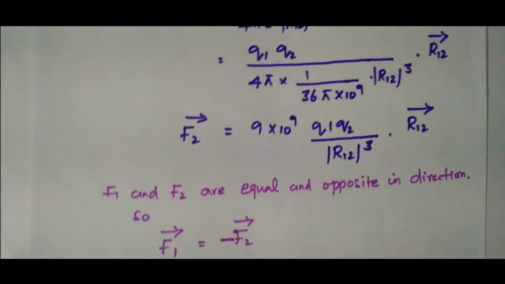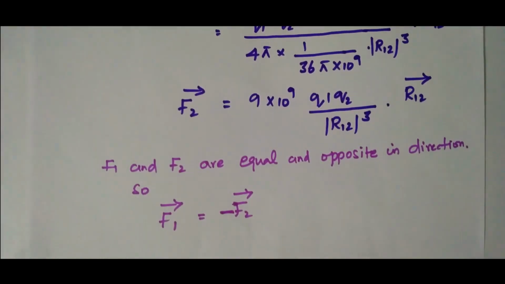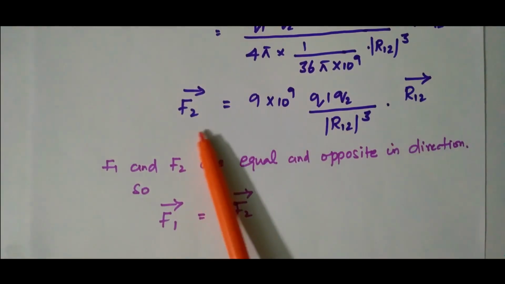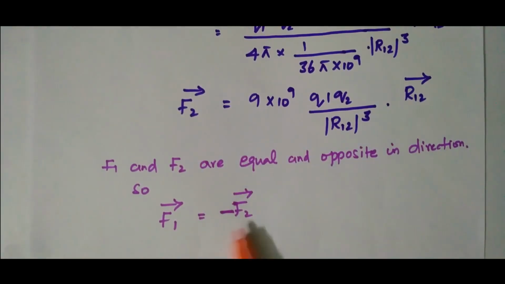Then what about the first force, F1? We calculated the expression for F2. What about F1? Both are equal and opposite. So F1 vector equals minus F2 vector, right? Because both are equal and opposite, F1 can be expressed as minus of F2.